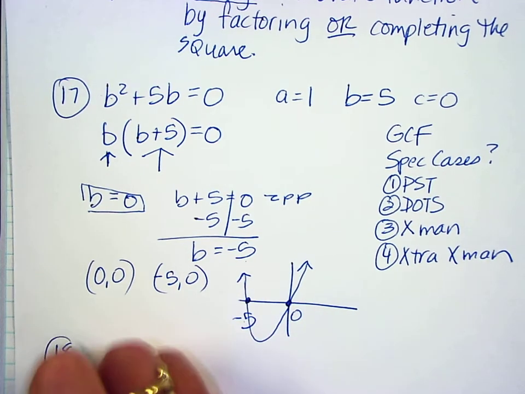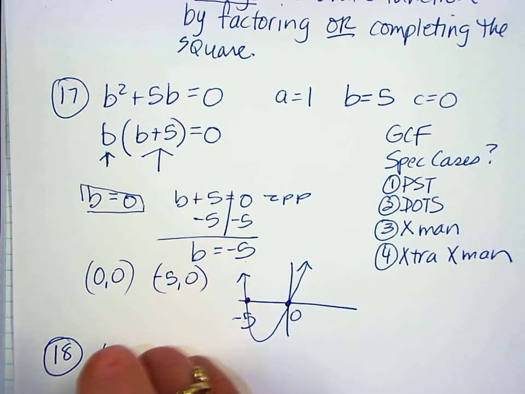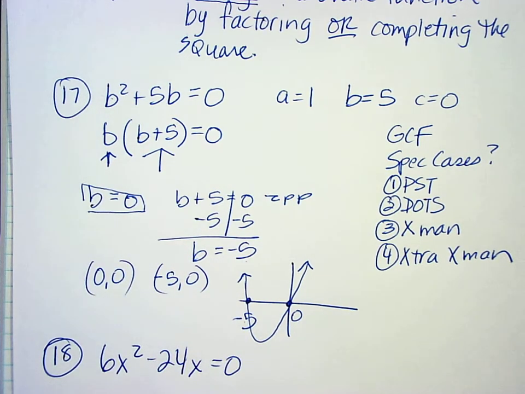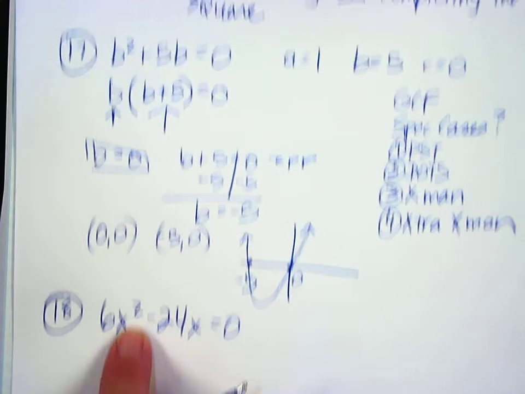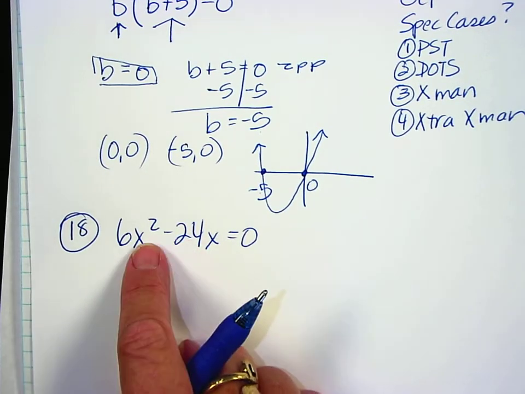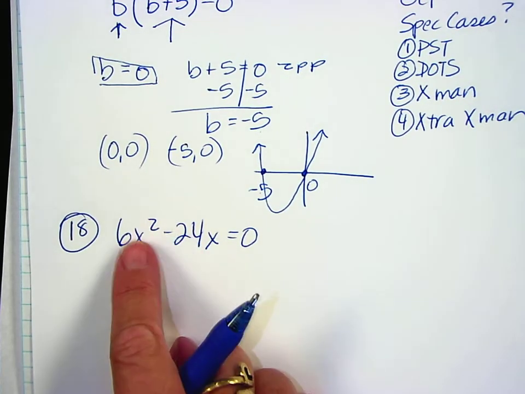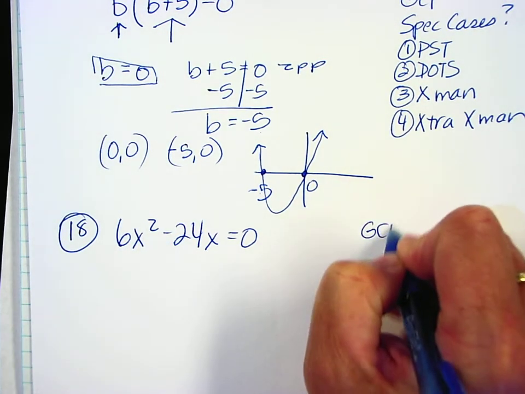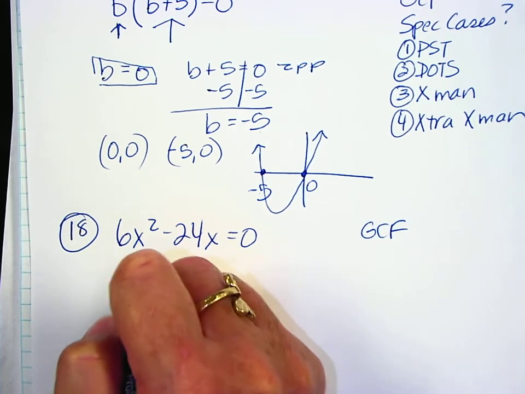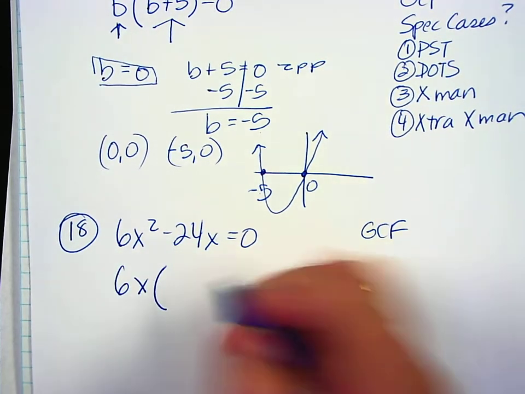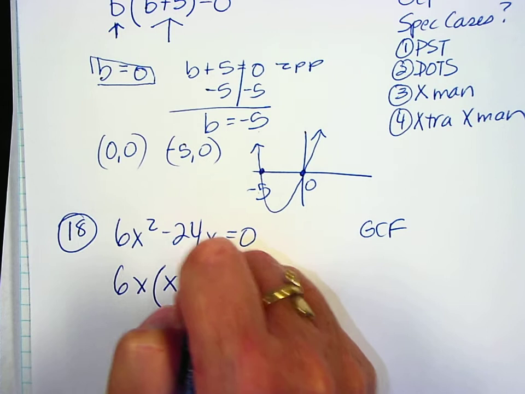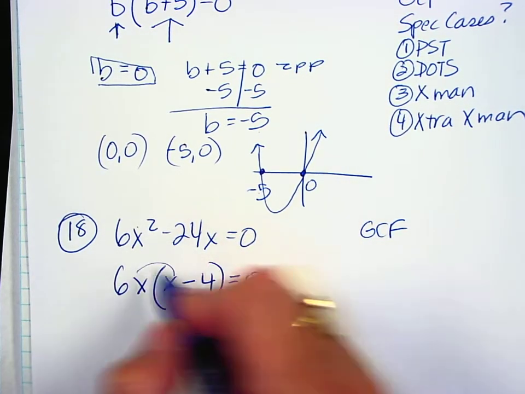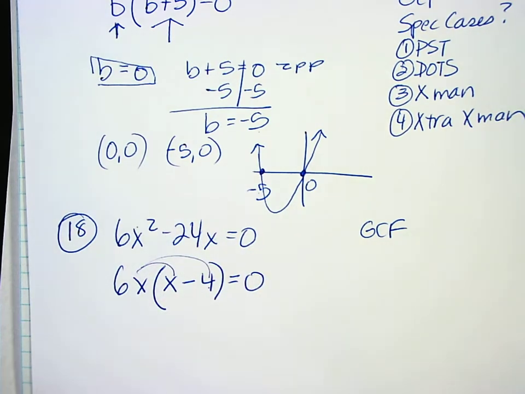Okay, let's try number 18. 6x squared minus 24x equals 0. Okay, this is a binomial. The only way I'm going to be able to factor a binomial is if it has a GCF and if it's DOTS. So I look, and this does have a GCF of 6x. And if I pull that 6x out, I get 6x times (x minus 4), and that equals 0. Let me double check. There's 6x squared, yep, and there's negative 24x, yep.